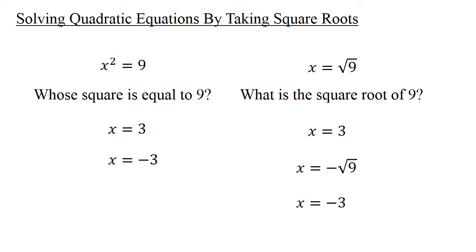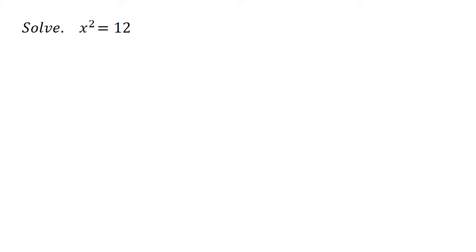So let's look at some problems and look at the advantage of taking square roots. So let's say I have this. In that previous example, I could have subtracted the 9 over and did the difference of squares and found 3 and negative 3. But this would not factor if I brought the 12 over. 12 is not a perfect square.